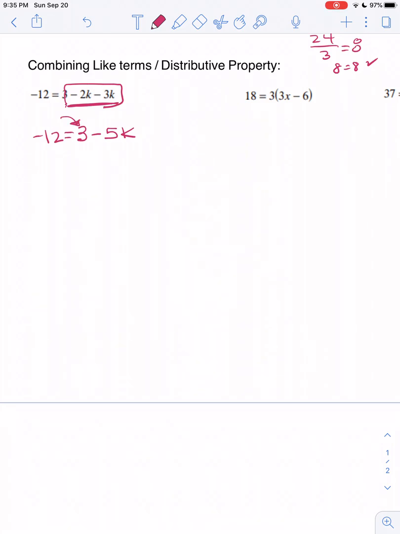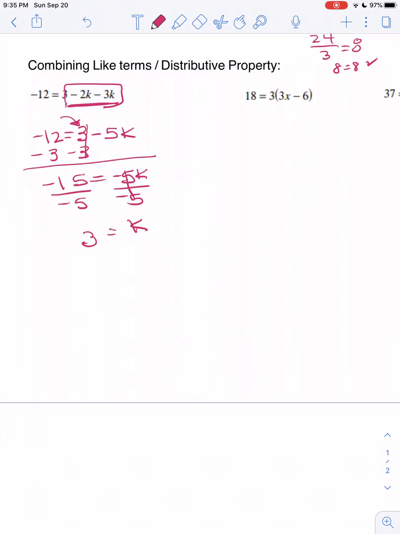In order to get rid of a positive 3, we have to subtract 3. The minus behind it goes with the 5, not the 3, so don't be tempted to use that. So that gives us -15 equals -5k. Now we divide each side by -5, and it looks like we're going to get k equals 3.